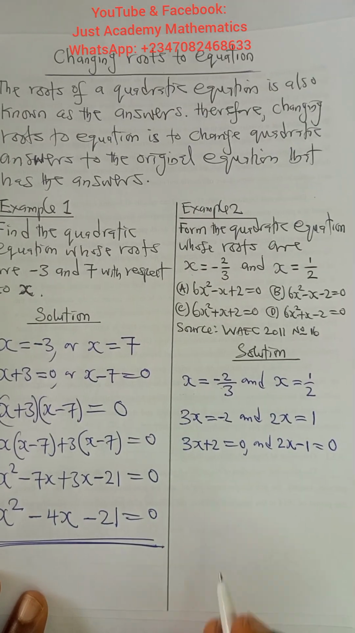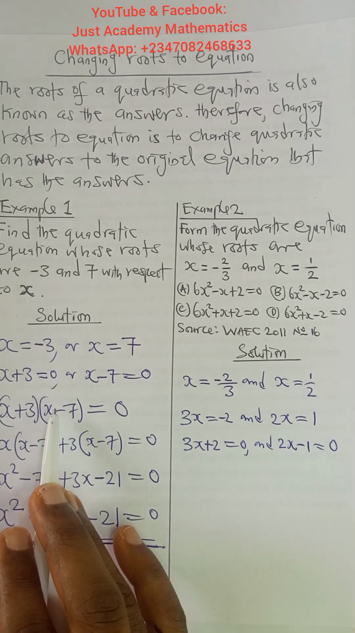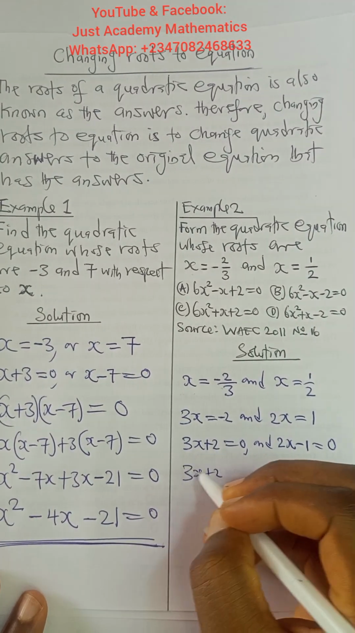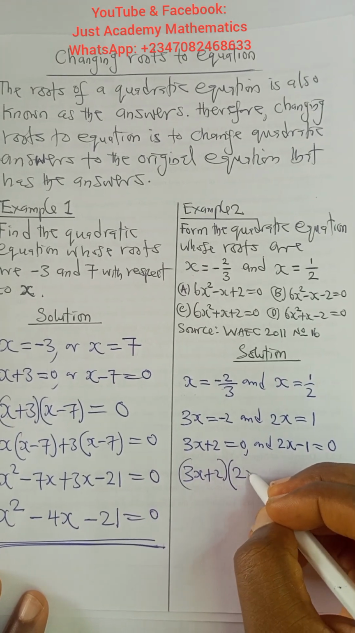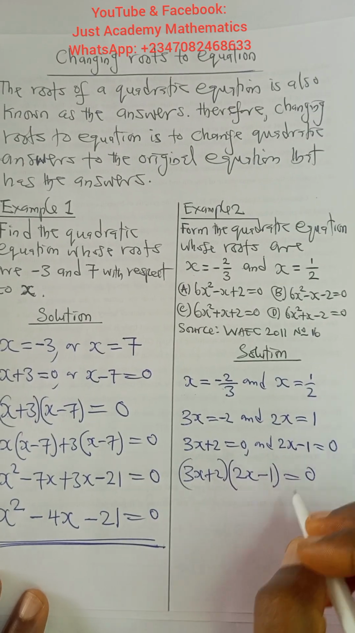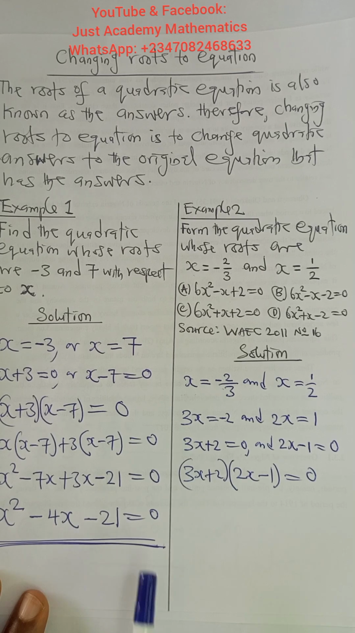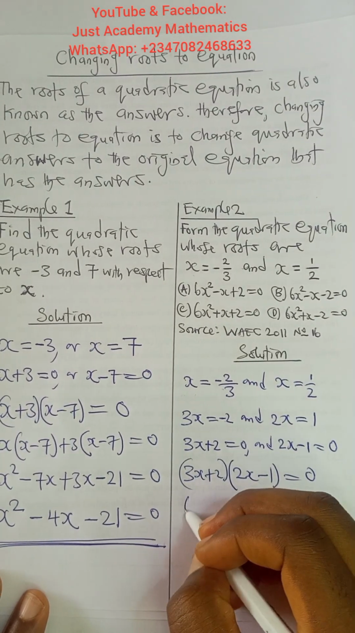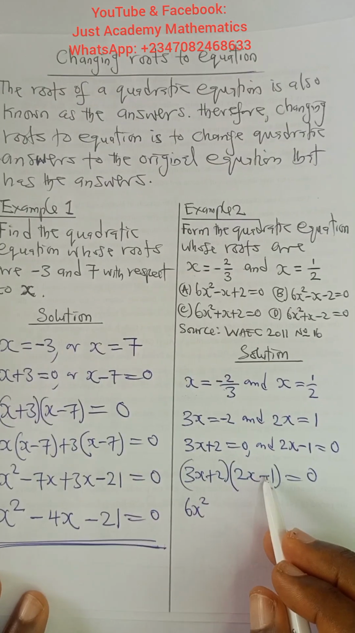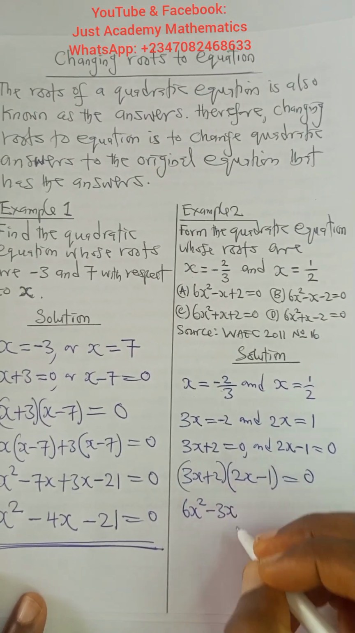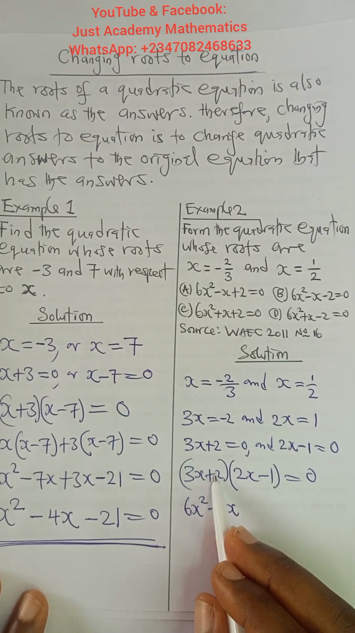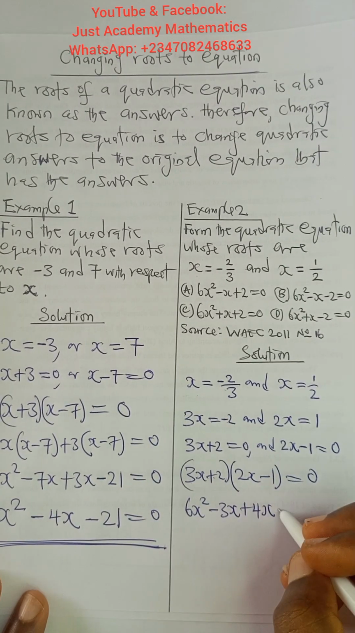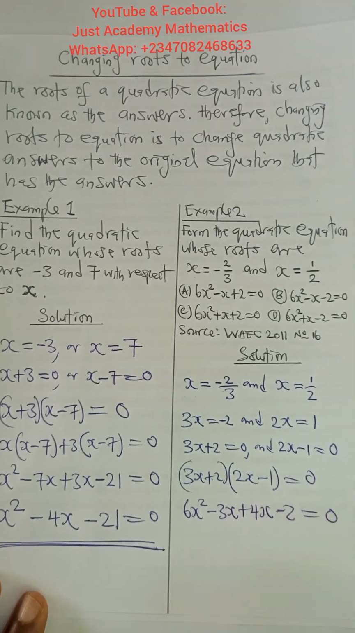So what do we do from here? We now combine it like this, which says that 3s plus 2 times 2s minus 1 is equal to 0. So we open the bracket. 3s times 2s, 6s squared. 3s times minus 1, minus 3s. Then 2 times 2s will give me 4s. 2 times minus 1, minus 2, equals 0.